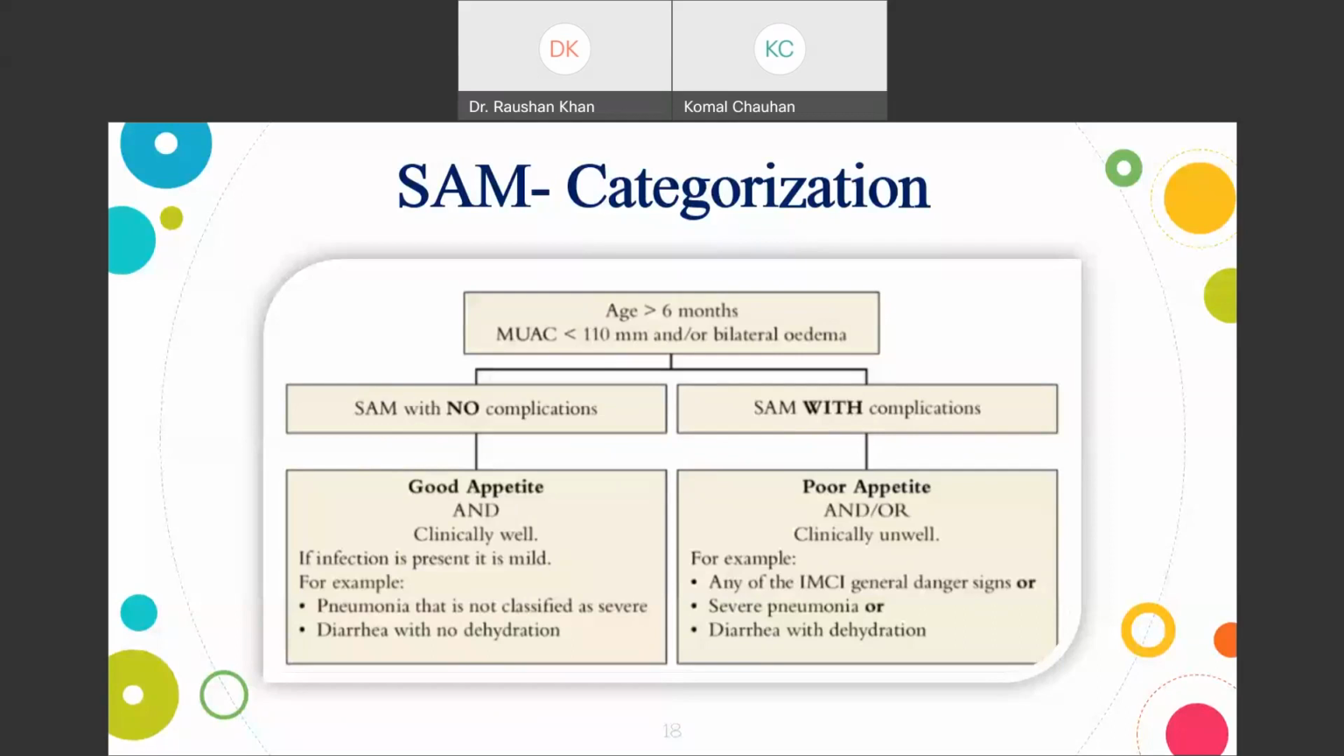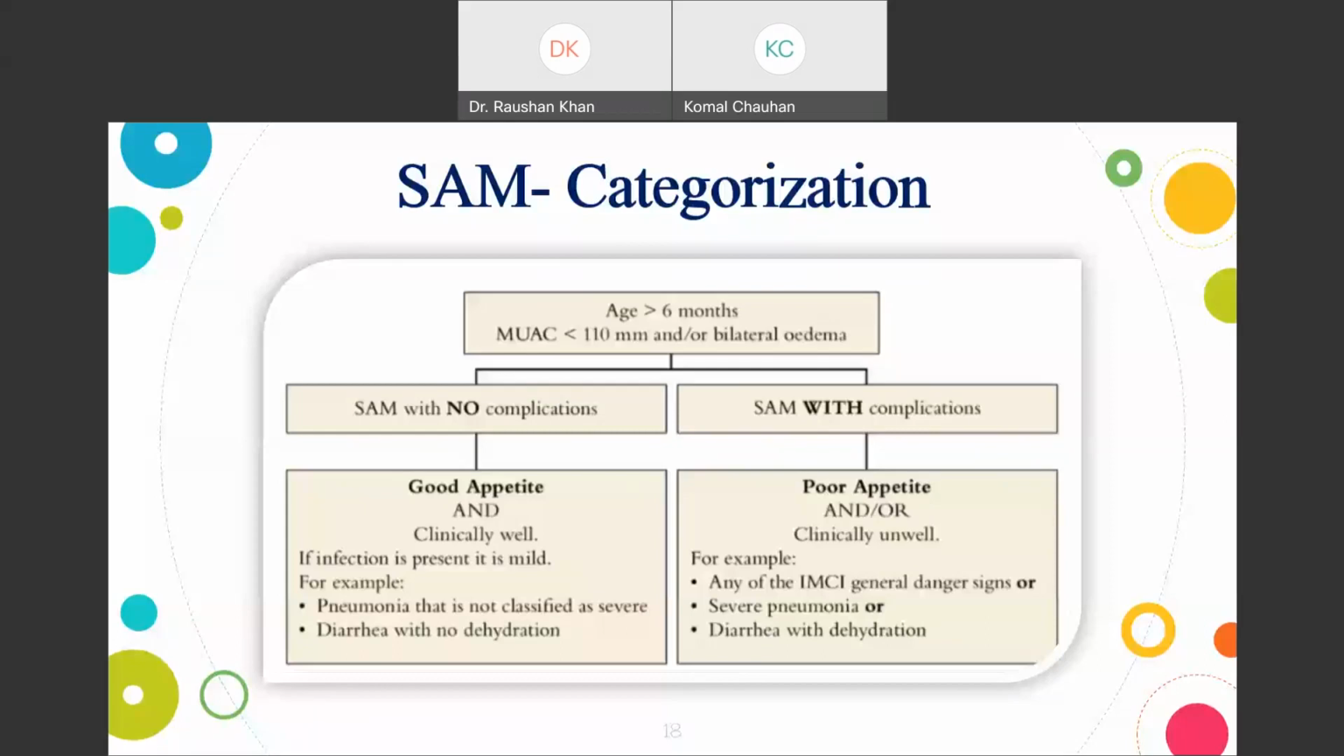And even if we give proper food to a malnourished child, he or she will not accept that food, and the body will not ingest and take up the food properly as well. So good appetite is very important for a malnourished child.